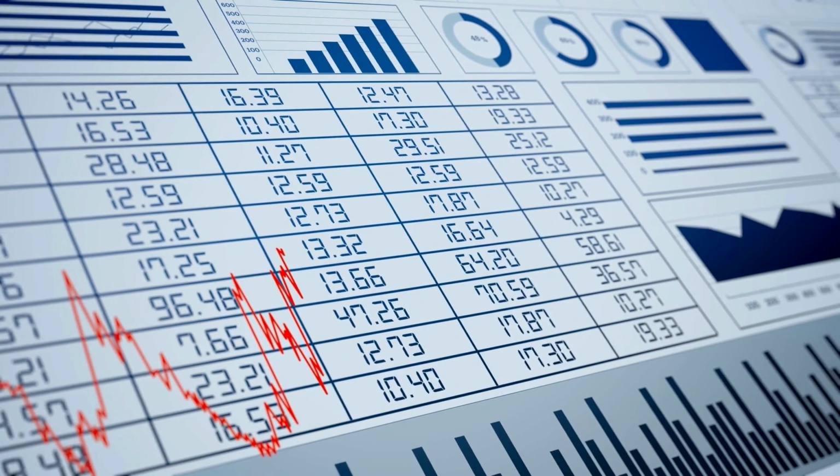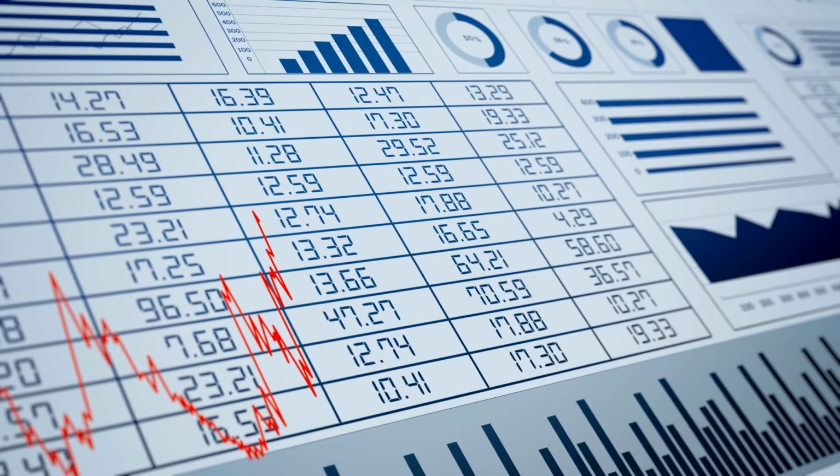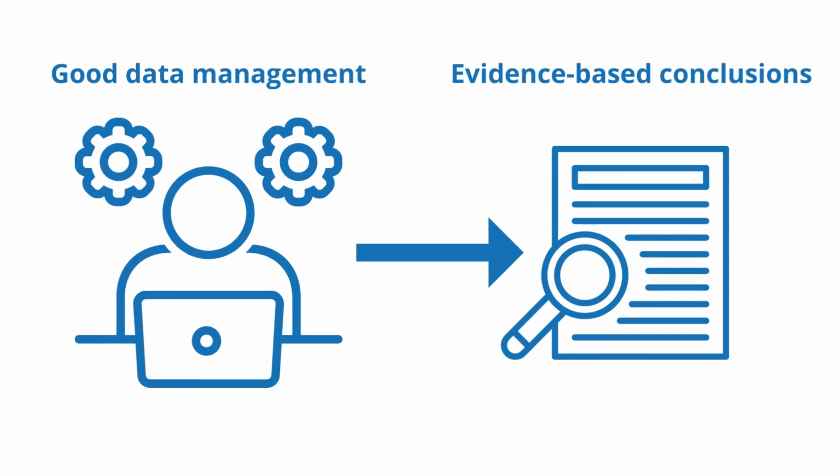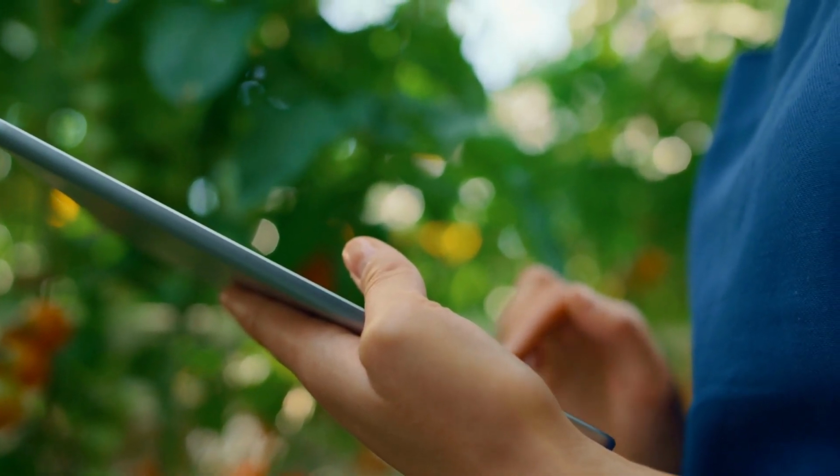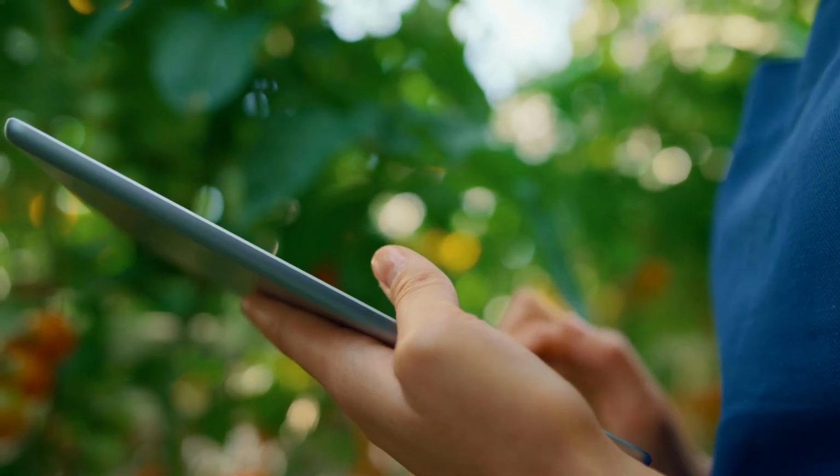Credit Data 1. Then a video of numbers in a table with several different types of graphs and charts around it that keep changing. Good data management practices will increase the likelihood that conclusions are evidence-based. Graphic on the left is a person at a computer with gears over the head and the title Good Data Management. There is an arrow to the right that points to a graphic with a paper and a magnifying glass with the title Evidence-Based Conclusions above it. They also allow others to feel confident in the quality of the data and the research conclusions and management decisions made from them.